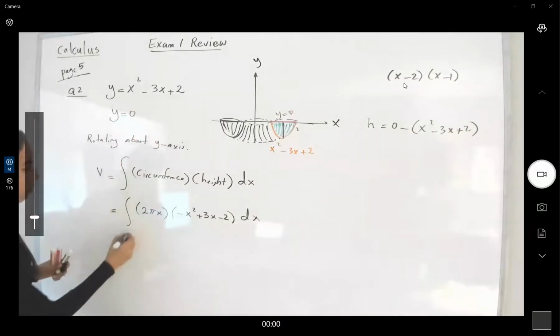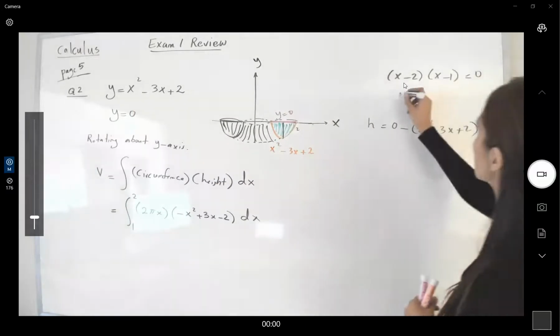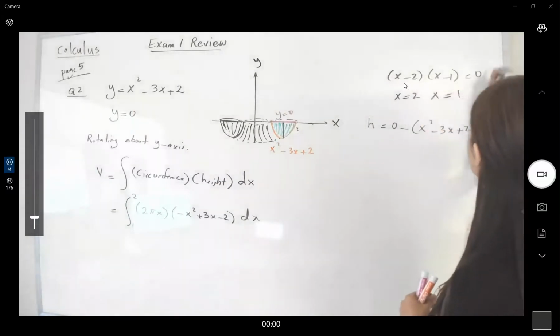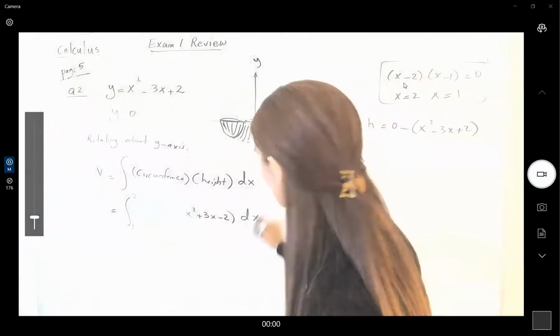So here you have 1, 2, 2. We already calculated that. If you set it equal to 0, x is 2, x is 1. Those are the boundaries for your x, and the rest is just taking it into the integral.